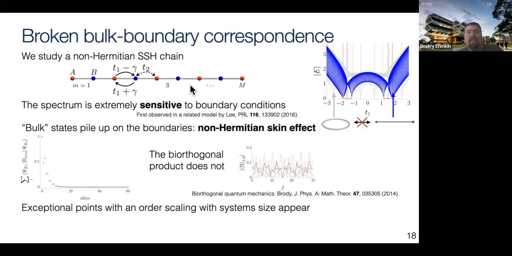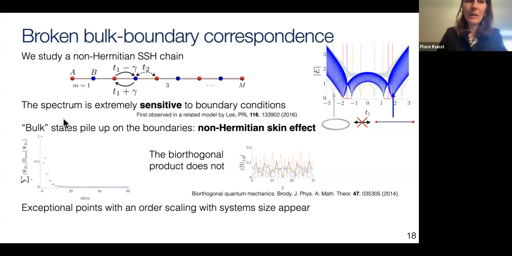So you find an exponential localization. Yeah, so indeed the probability, if you will, of finding them will be highest on the boundary, if you look in this picture of the right eigenstates. However, as I mentioned here, if you look in the biorthogonal picture, and this is very much a mathematical trick, they will live in the bulk.